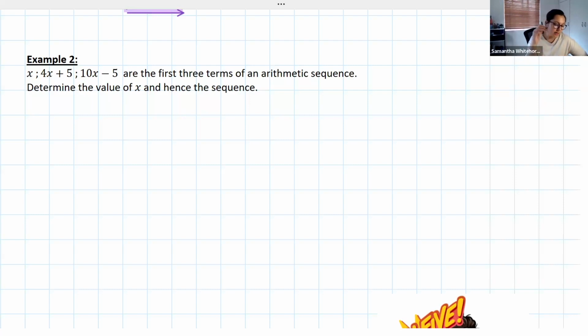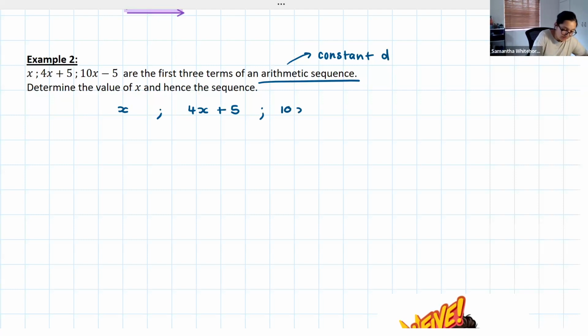So we've been told that 4x plus 5, 10x minus 5 are the first 3 terms of an arithmetic sequence. Now, the second they tell you what it is, you need to assign the characteristics. So this has a constant first difference. That's going to be useful when I need to solve for my unknown, x. So what we need to do here is work out what our first differences are so that we can use that information of a constant first difference.